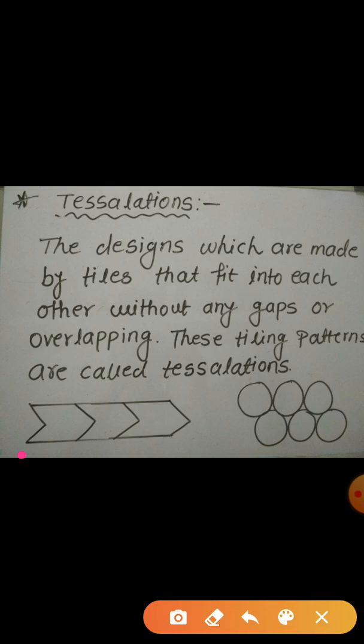Here you can see two patterns. In the first pattern, the tiles fit into each other without any gap or overlapping. So this is a tessellating shape. While in the second pattern, there are some gaps between the tiles. So we cannot say that this is a tessellate shape. So this is a non-tessellate shape.